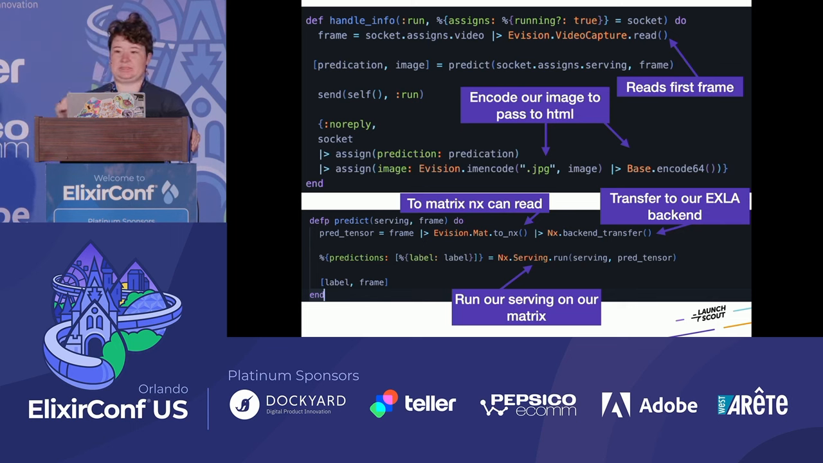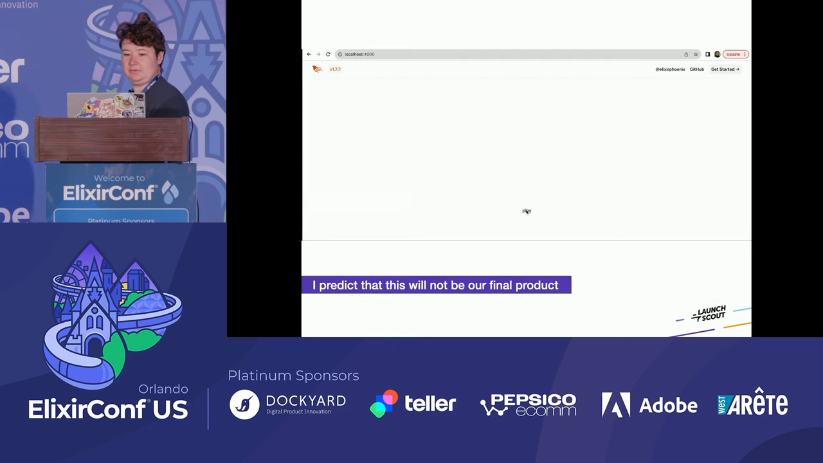So to predict, we need to take our frame and turn it into an NX matrix. Again, Bumblebee is built off of NX. What's the difference between what we're passing it and a matrix? We're not going into the matrix right now. Sorry, red pill people, we are not looking into it. All you need to know is that we're taking our data and converting it into something that NX can read, and then we're going to do that NX backend transfer in order to send it to EXLA to make it so that the data is readable by our model. And then we're going to serve it with an NX serving function. It's going to pass our function that we made earlier, as well as that frame, and give us back a prediction. So let's see what we've got so far.